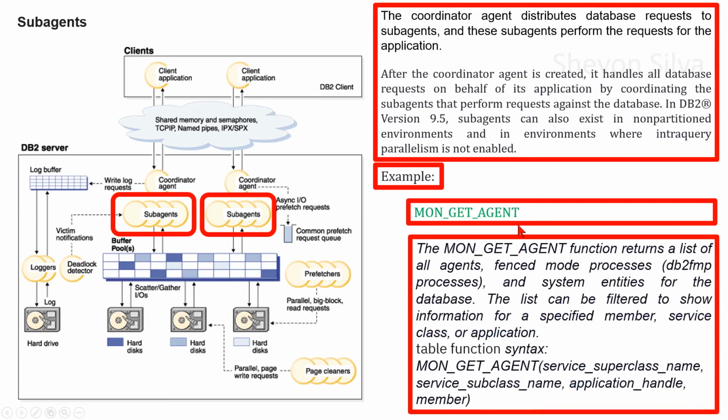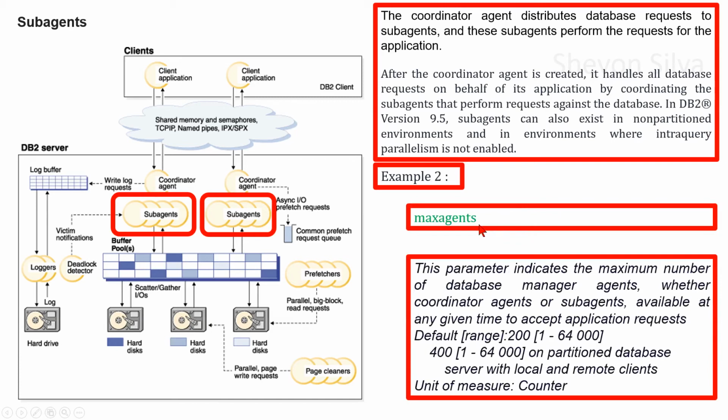As an example, we can consider MON_GET_AGENT. The MON_GET_AGENT function returns a list of all agents, fenced mode processes, DB2 FMP processes, and system entities for the database. The list can be filtered to show information for a specific member, service class, or application. Table function syntax is MON_GET_AGENT, service_superclass_name, and service_subclass_name, service handle, and member.